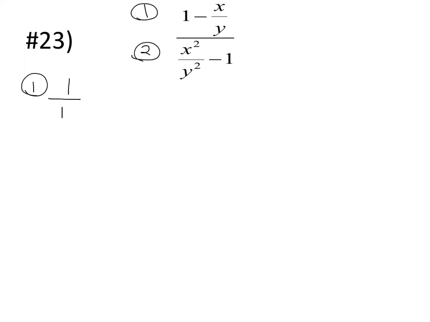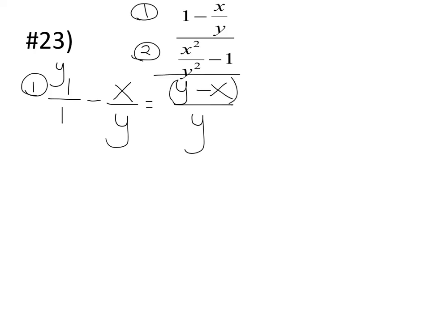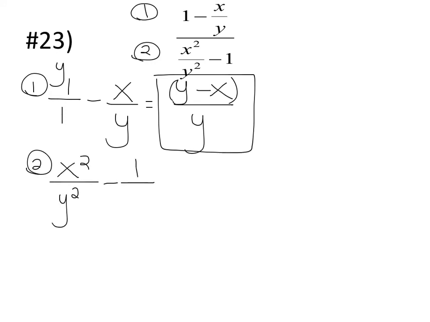So I've got 1 over 1 minus x over y. So the LCD is y. What is this missing? Just a y. What is this missing? Nothing. So you do y minus x. That's your new numerator. And your new denominator is x squared over y squared minus 1 over 1.